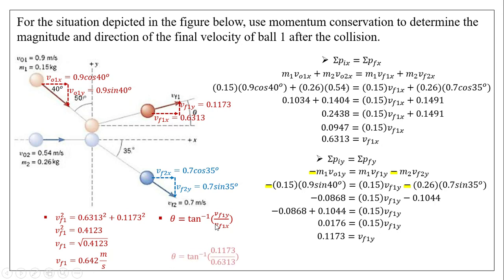All right, so if I do inverse tan of VF1Y, I just pull it from the diagram, which is 0.1173 that I calculated. And likewise with VF1X, that's also from my calculation, which is 0.6313. Calculator time. That will give you an angle of about 10.6 degrees. So we would say that the final velocity is 0.642 meters per second, 10.6 degrees northeast, or 10.6 degrees above the positive x-axis in this particular collision.